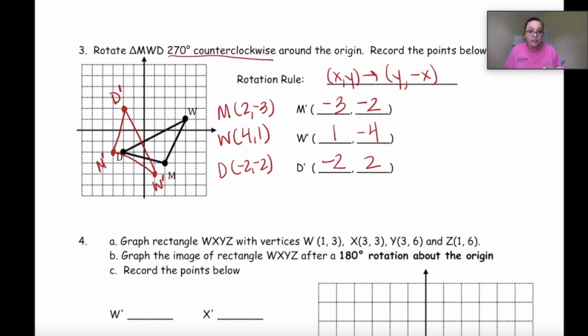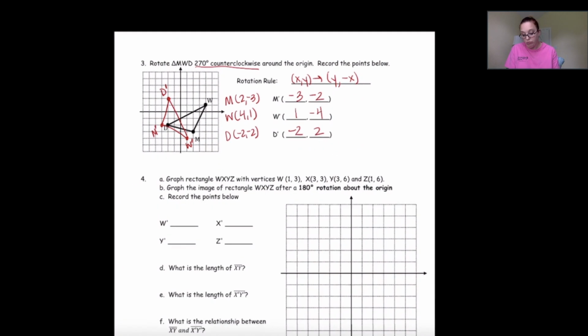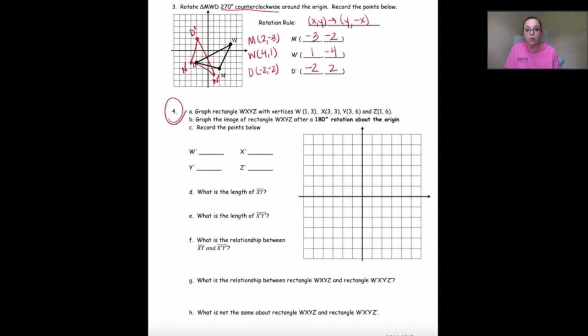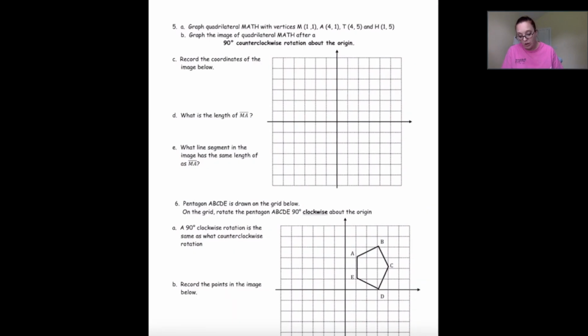So now you're going to try some on your own. Again, refer back to the first page for those rules. I want you to do number 4, which has parts A through H. I also want you to do problems 5 and 6. And be careful, number 6 is talking about a 90-degree clockwise rotation, so make sure you're paying attention. All right, once you've finished 4, 5, and 6, then come back and we'll check them.